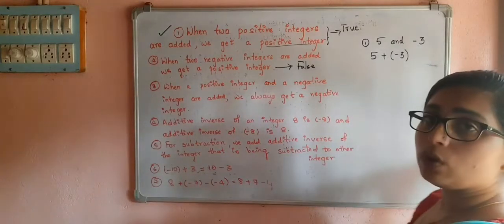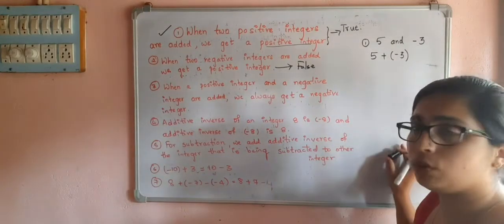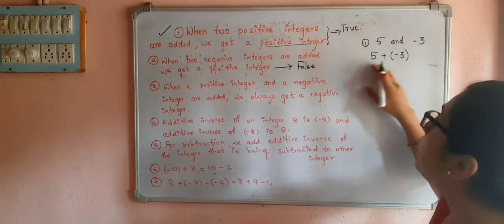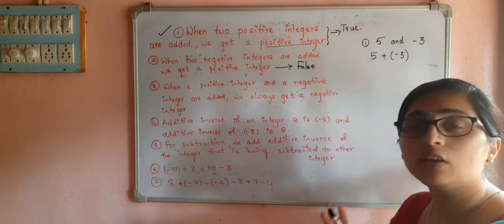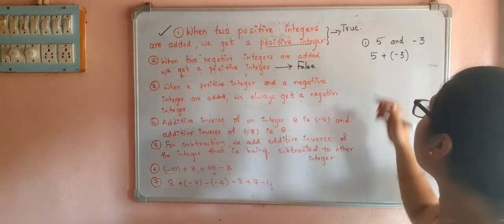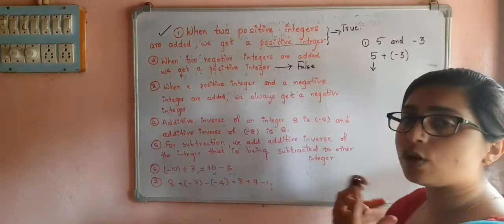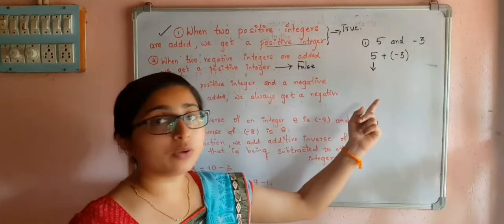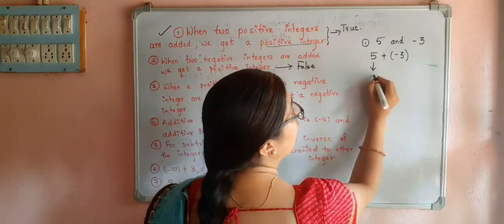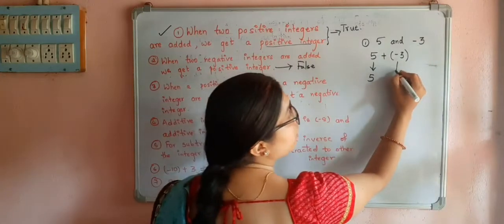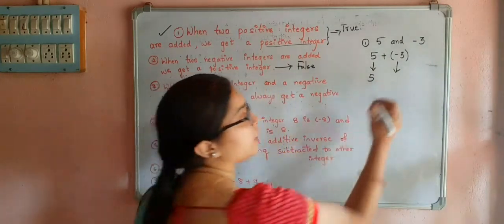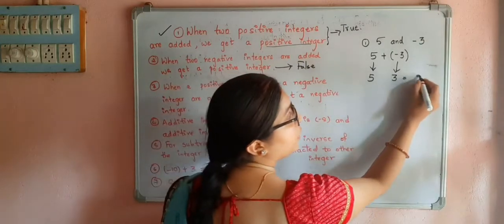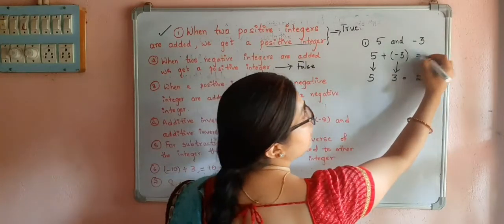In the previous video, I explained that while adding two integers which have different signs, we have to take the difference of the absolute values. So what is the difference of these absolute values? The absolute value of plus 5 is 5. The absolute value of minus 3 is 3. Now I will take the difference of these two, which is 2. So the answer will be 2.